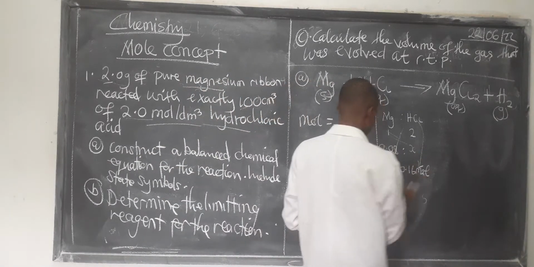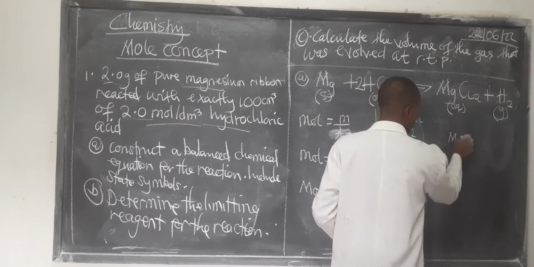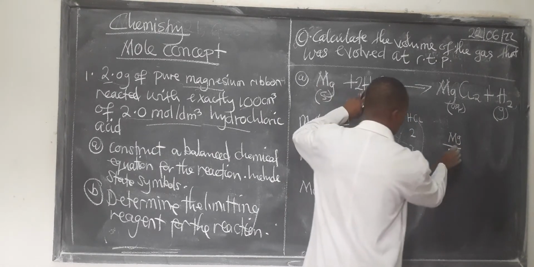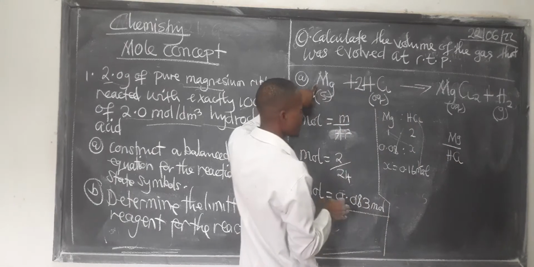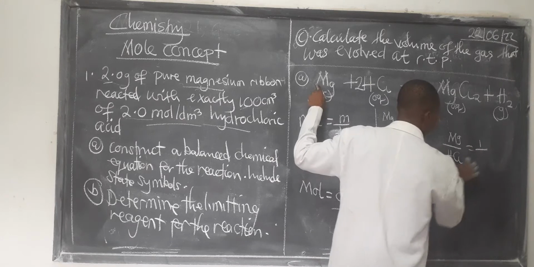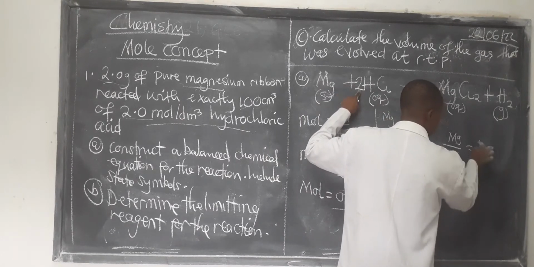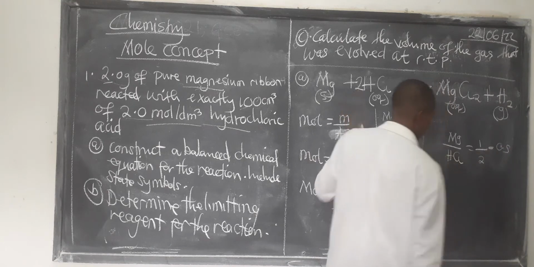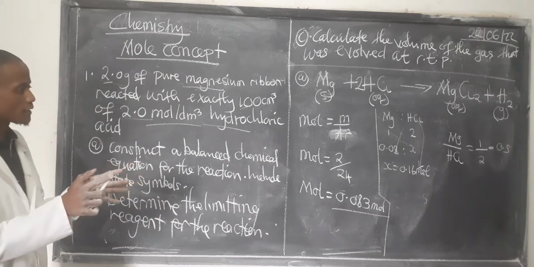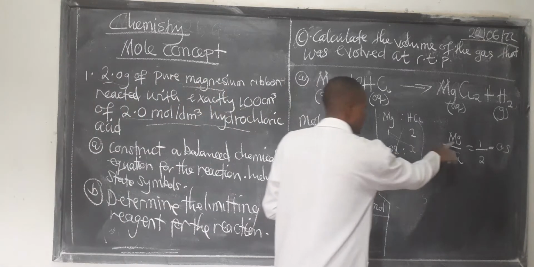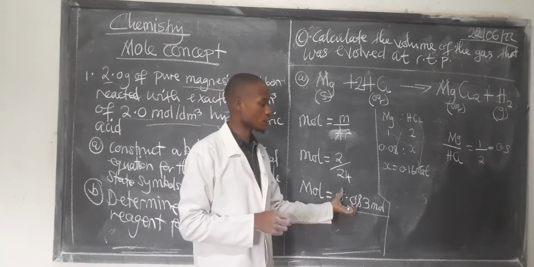So we compare starting with magnesium, which will be magnesium over hydrochloric acid. The number in front of magnesium is 1, over the number in front of hydrochloric acid, which is 2. If you divide this, it gives us 0.5. You see that, right? Now, once we have compared the magnesium to hydrochloric acid, we need to compare their number of moles.